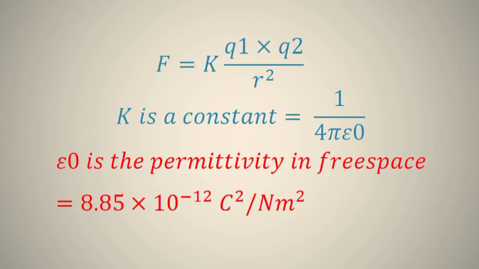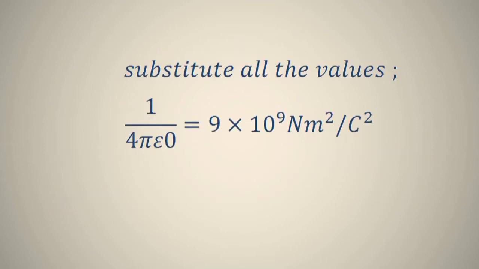We can write it as F is equal to K into Q1 into Q2 divided by r square. K is a constant that is equal to 1 by 4 pi epsilon 0. Epsilon 0 is the permittivity of free space that is equal to 8.85 into 10 raised to minus 12 coulomb square per Newton meter square. Substituting all the values, we get 1 by 4 pi epsilon 0 is equal to 9 into 10 raised to 9 Newton meter square per coulomb square.